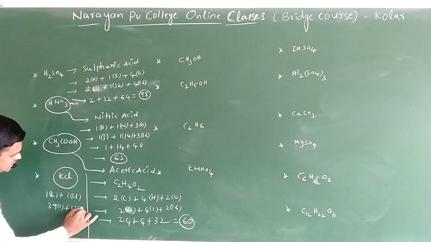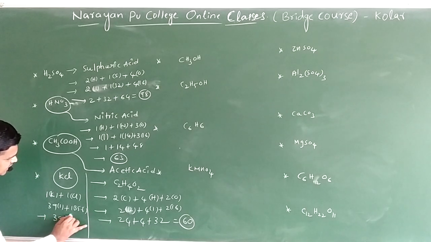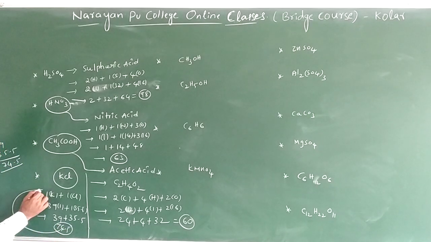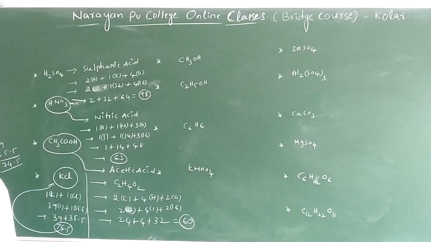chlorine weight is 35.5. Now we will get 39 plus 35.5. So we have 39 and 35.5. How much do we have? 74.5 is the atomic weight or molecular weight of which one? Potassium chloride. So this is the way we have to find it.